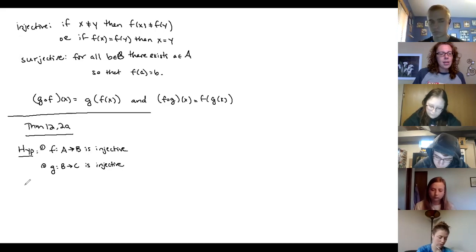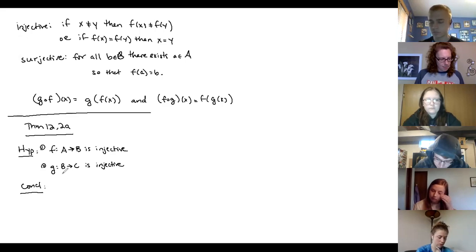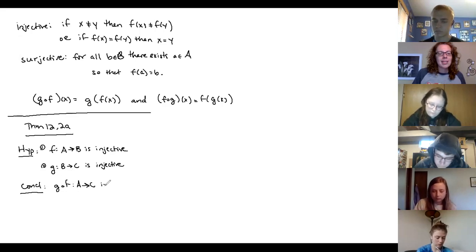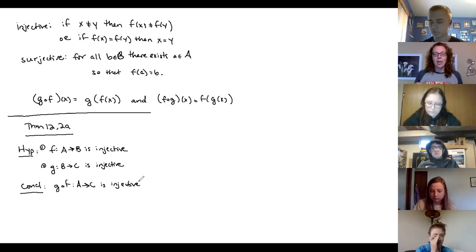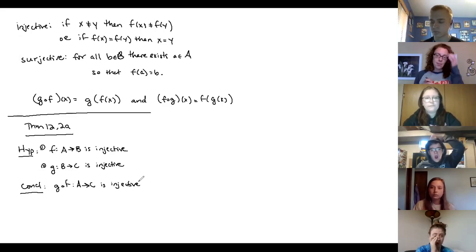And my conclusion, remember we are merging injective, surjective, and function composition today. My conclusion, g circle f going from A to C is injective. So if I have two injective functions and I compose them, I get another injective function. Two injective functions composed give me another injective function. Basic idea of the theorem makes sense? Give me a thumbs up there.